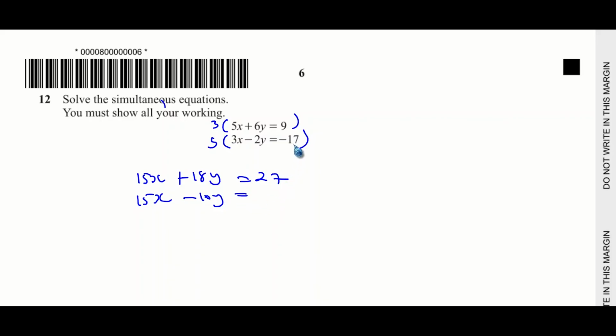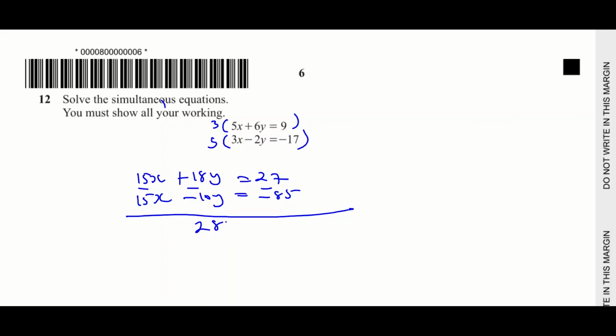That will be negative 17, that will be negative 85. So what will make this become 0 is subtraction. So I'll put minus here, and minus here. So this will be 0, but these two will become combined together to become positive. So I'll have plus 18y plus 10y, that will be plus 28y.